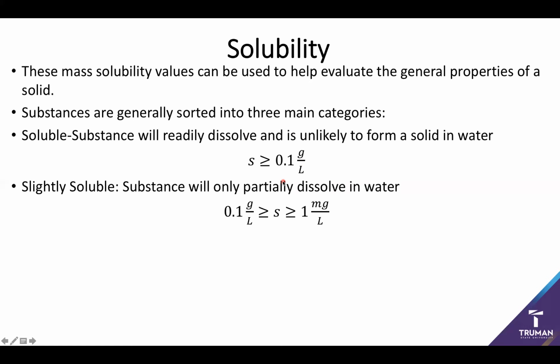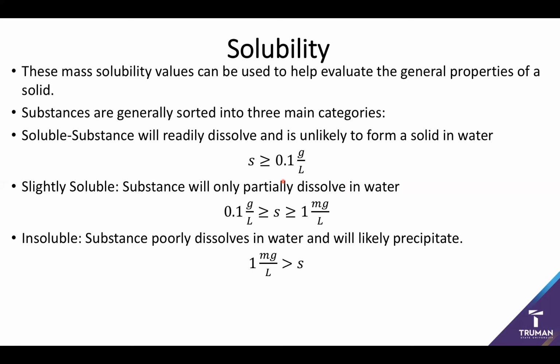Similarly, slightly soluble substances go somewhere in between about 0.1 gram per liter and about 1 milligram per liter. So again, according to this rule, both of the substances, calcium carbonate and calcium fluoride we looked at, would be sitting on the very bottom end of slightly soluble. And an insoluble substance is going to be anything that has a solubility less than 1 milligram per liter. And so these are going to be fairly unlikely to stay in solution and will almost always form a precipitate.